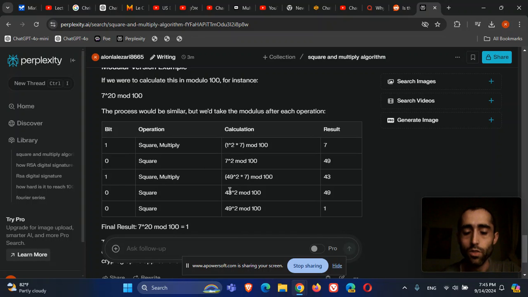The next bit is 0, so we will just square it. So take 43 and square it, all mod 100. Again, you will get 49. The next bit again is 0, so we'll just square the previous result, getting 49 to the power of 2, mod 100, which will give us 1. So the final result of 7 to the power of 20 mod 100 is 1.